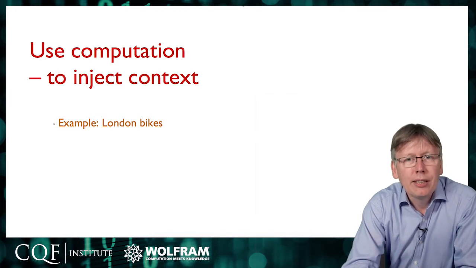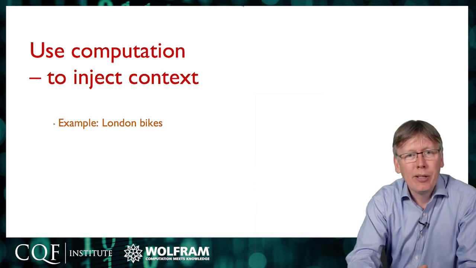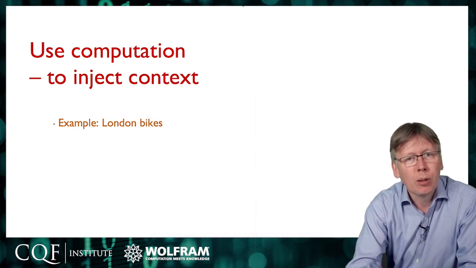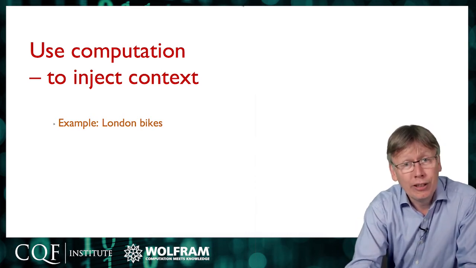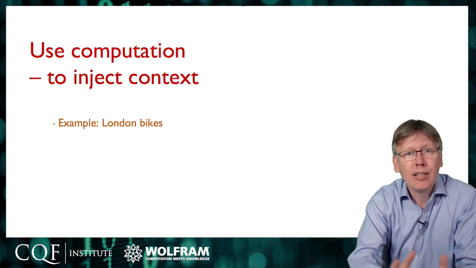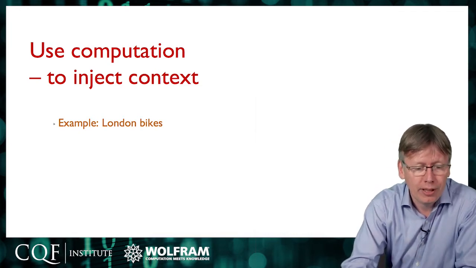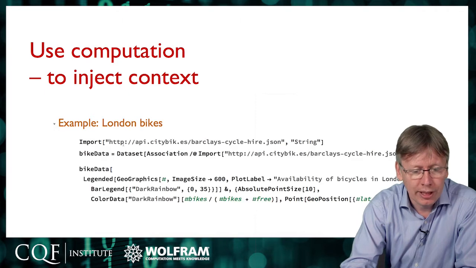Another key thing that we need is to be able to inject context. We need to be able to take our data, but we need to be able to add other kinds of data or to compute other kinds of data that's relevant or related to the data in order to give it more meaning. Let me show you a fun small example here.